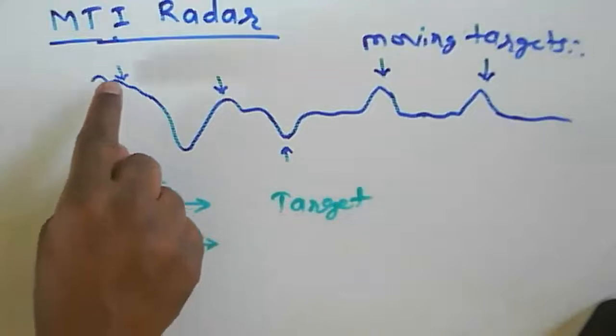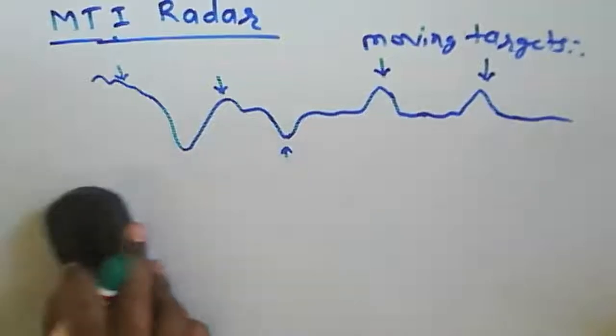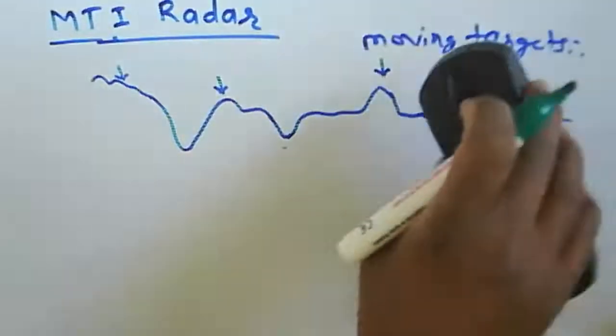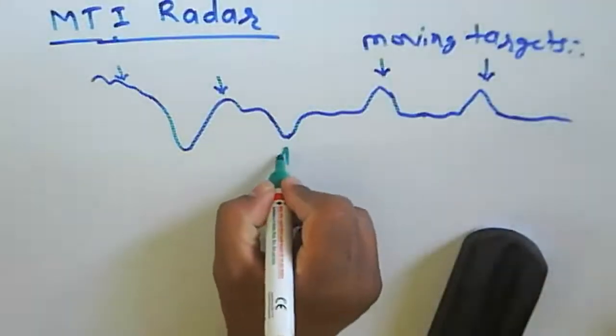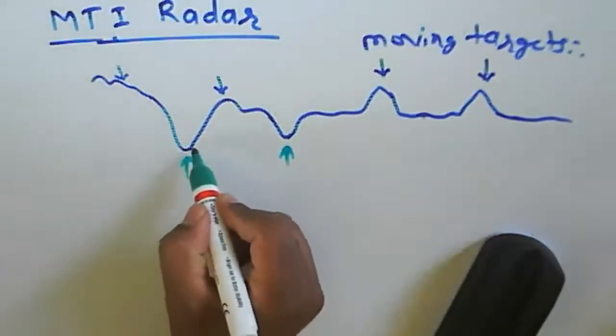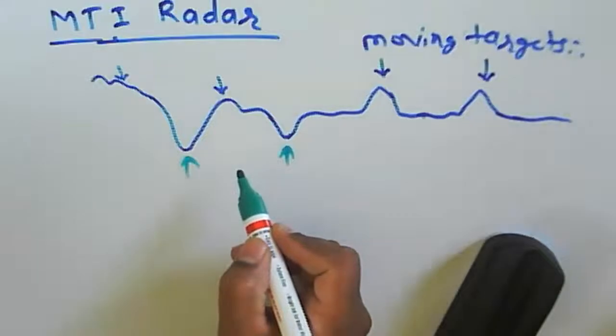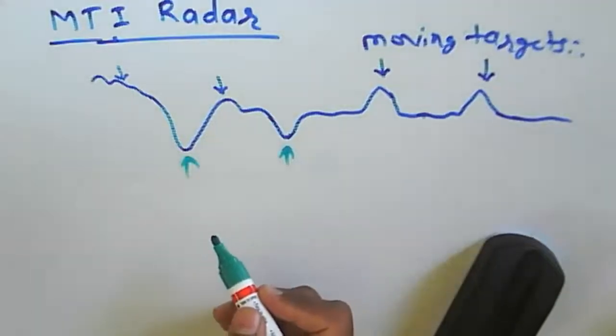Now these are the peaks we are getting. So from this, which one is exactly our moving target? Now we can say that these are the peaks. So likewise, which one? Because display devices will display the positive pulse as well as the negative pulse.